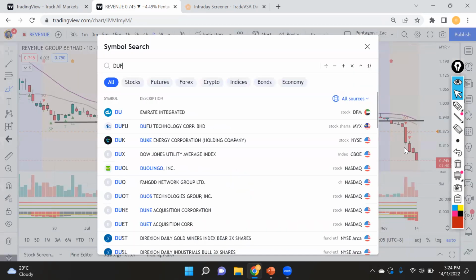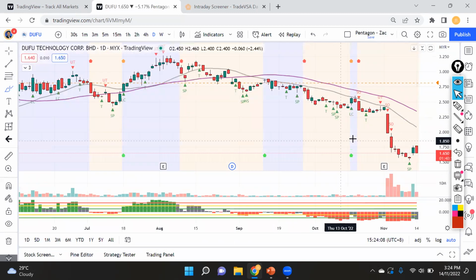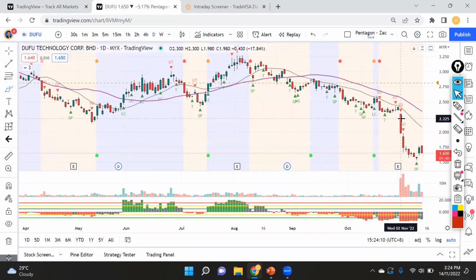The other one is Dufu. Notice here, down bar, high volume, and subsequently it dropped further. And this volume is coming back again, hopefully it will hold. The other type I can share with you is, okay, let's try.